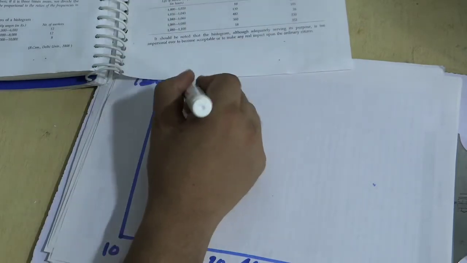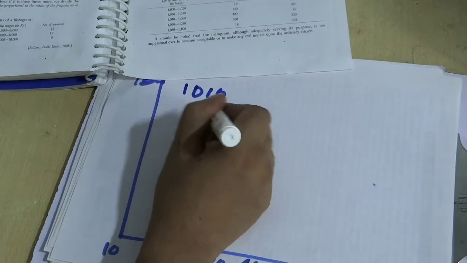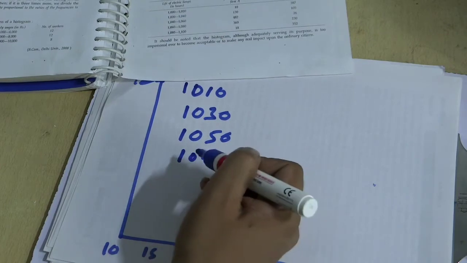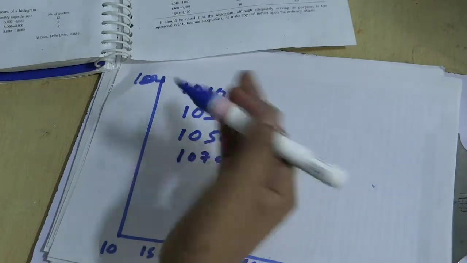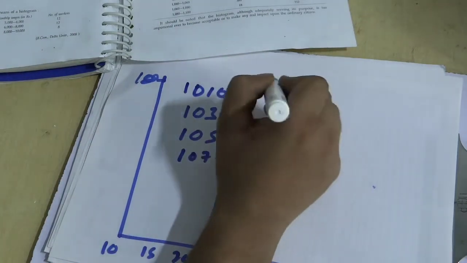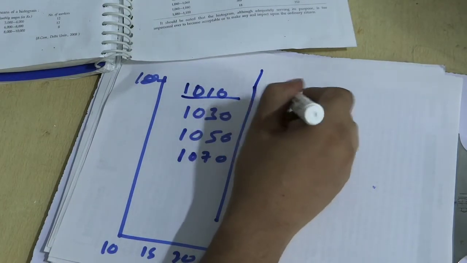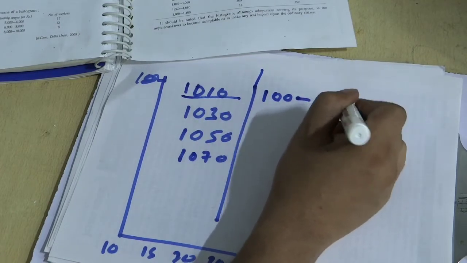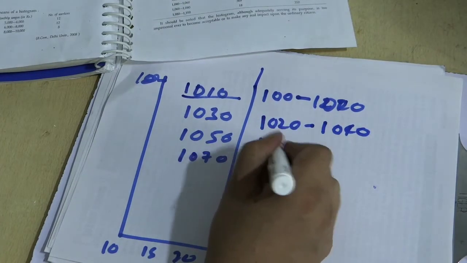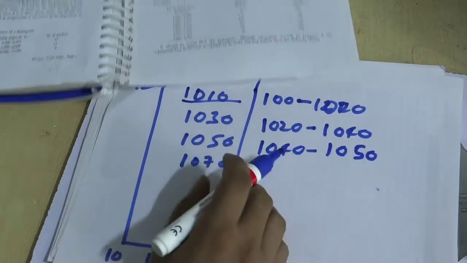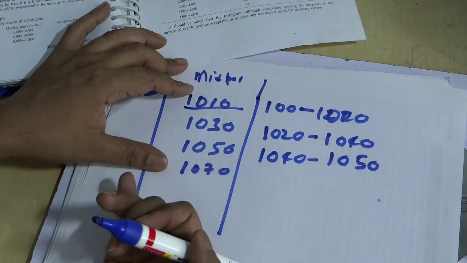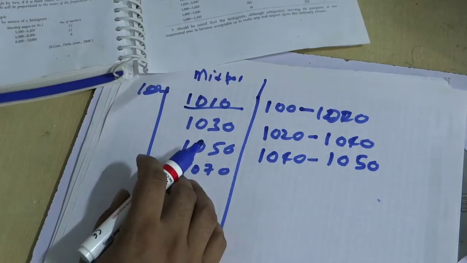That is 100, 110 and 130, 150, 107. So which class interval will have this kind of midpoint? The answer is very simple. This represents 1000 to 1020. This is 1020 to 1040, 1040 to 1050. See, so this is a midpoint. So we can calculate it very easily. That's not a big deal.